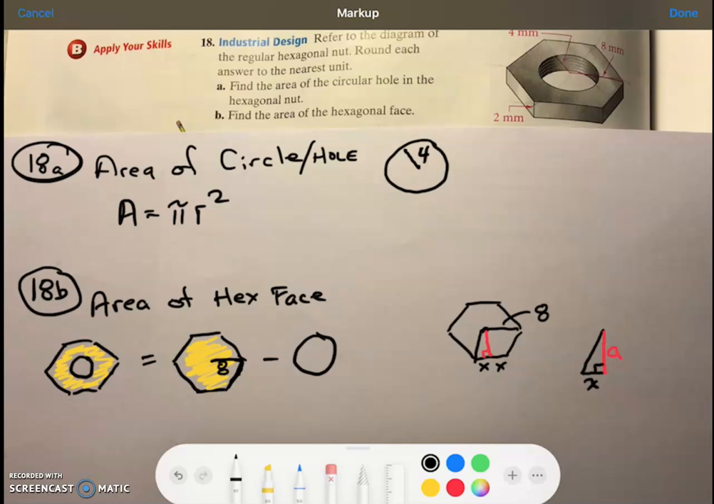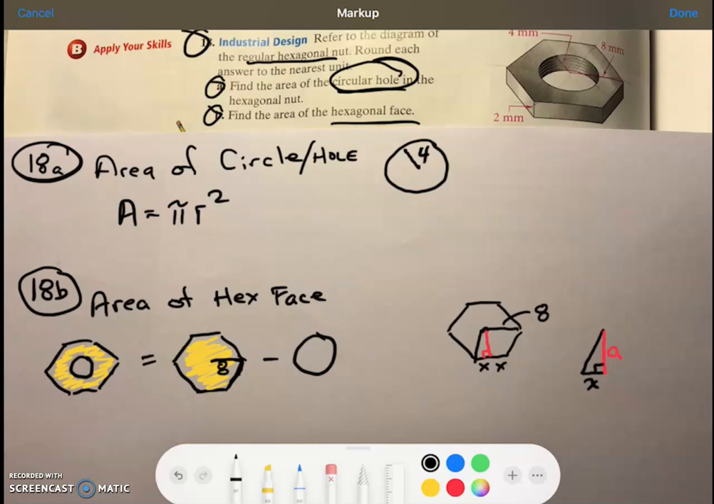Okay, let's take a look at number 18 here, the little word problem I had. It's set up in advance here. It talks about this regular hexagonal nut, and we are going to, part A, find the area of the circular hole, so basically a circle, in the hexagonal nut, and then part B, they say find the area of the hexagonal face with that hole punched out of it. So for part A, they just want the area of the hole, the circular hole. So it's basically a circle with radius of 4.